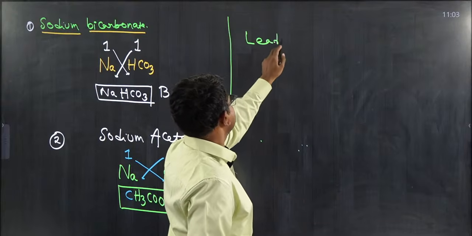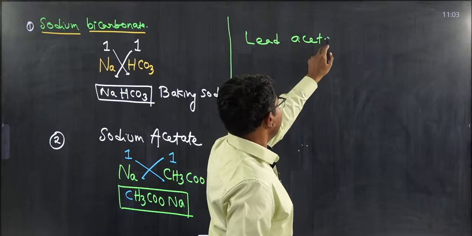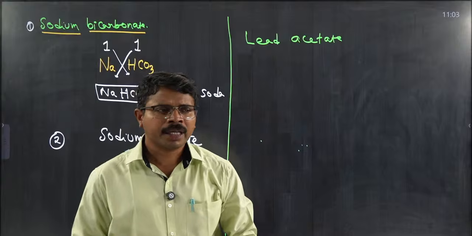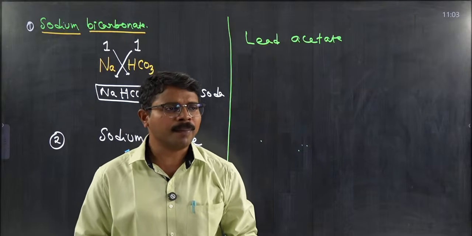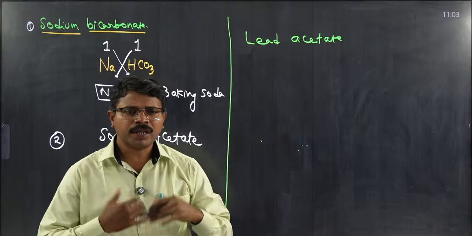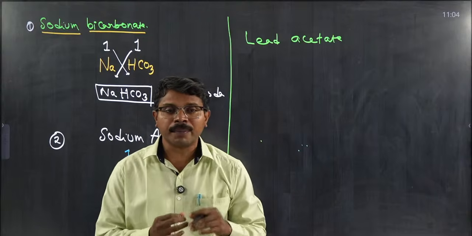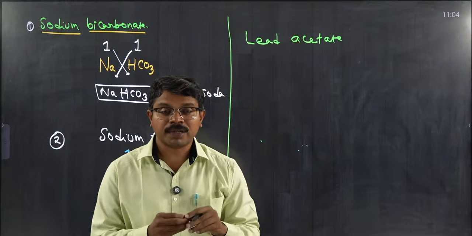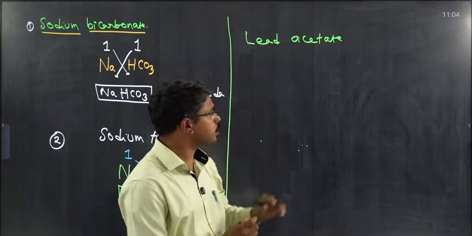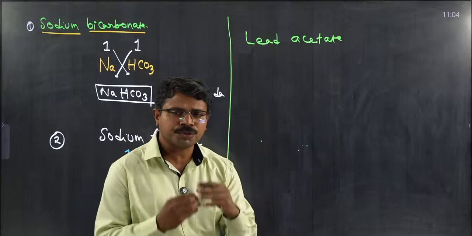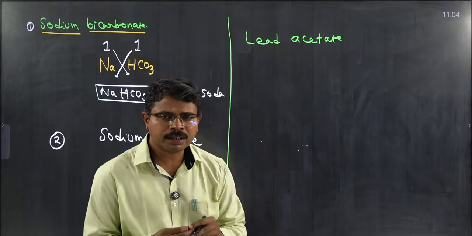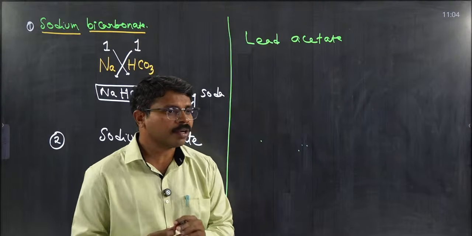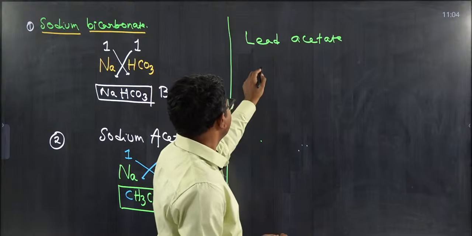Lead acetate is used in first year chemistry in analysis of organic compounds. So we will study the detection of elements which are present in organic compounds. One of the tests for sulfur, we will use lead acetate. Lead acetate is used as a reagent to test the presence of sulfur in a given compound. Therefore, we must know about lead acetate formula.